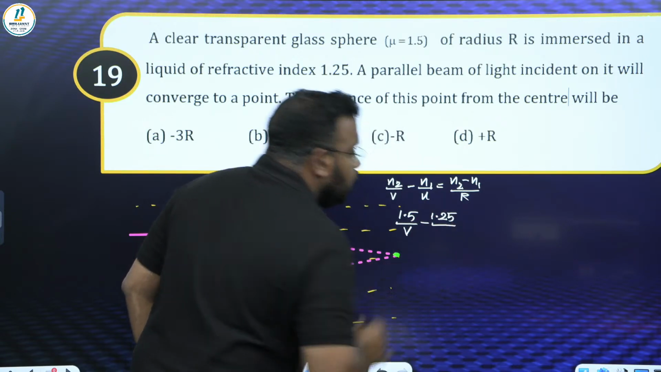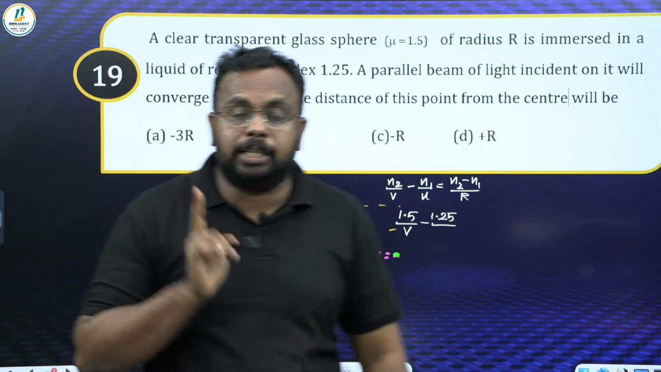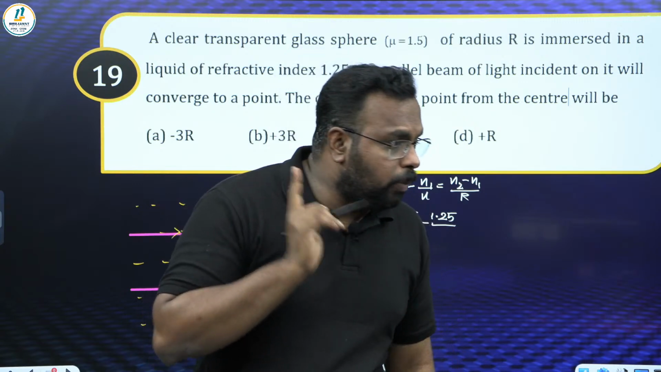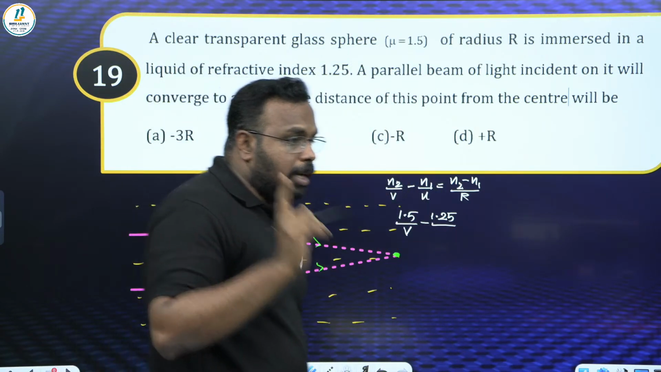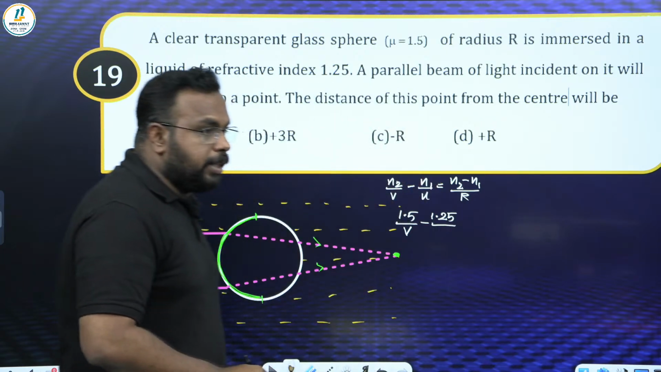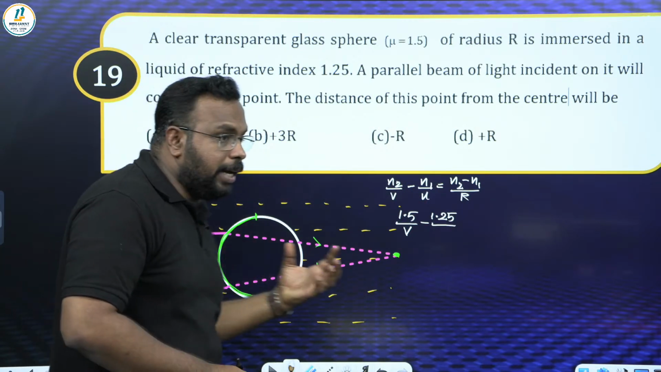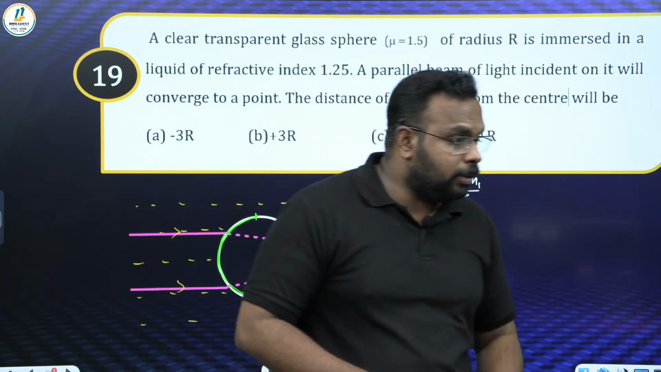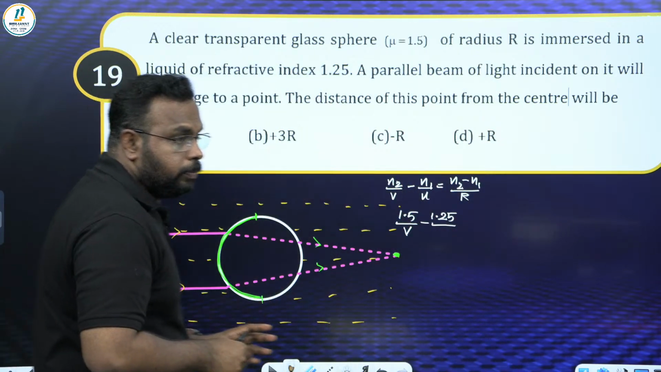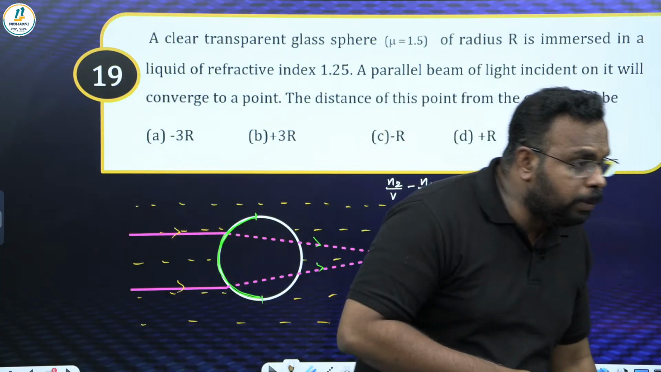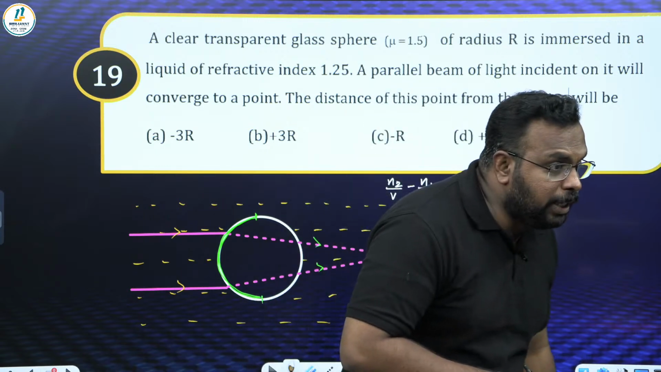1.25 by U. What is U? Object distance. Can anybody tell me what the object distance is here? They did not give it directly, but we can get it. Please comment. Yes, Ruben, right. Object distance.